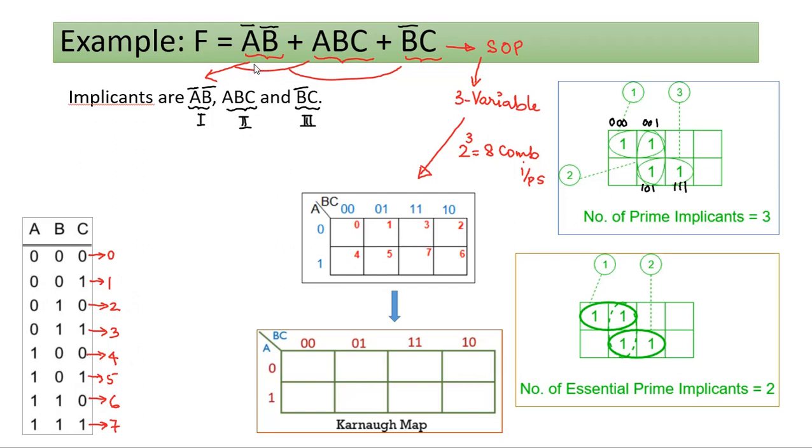Now each term in the Boolean expression or the SOP expression corresponds to an implicant. That means each min term is an implicant, which is given by A bar B bar, ABC and B bar C. So individually these are implicants. So min terms are nothing but implicants.